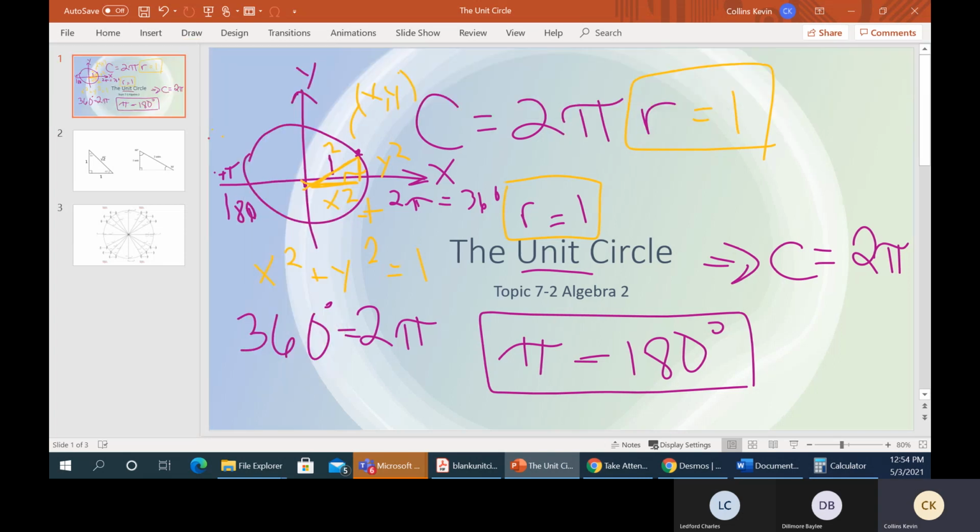All right. So the x coordinate goes with cosine, and the y coordinate goes with sine. Okay? So when they say the cosine of an angle, they're really asking you for the distance you've gone in the x direction. And for the sine, then they're asking you the distance you've gone in the y direction.